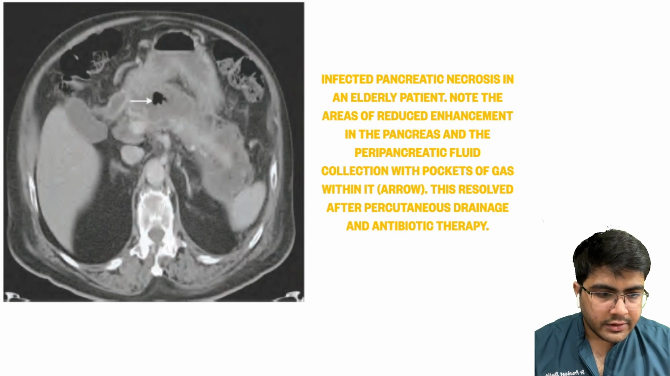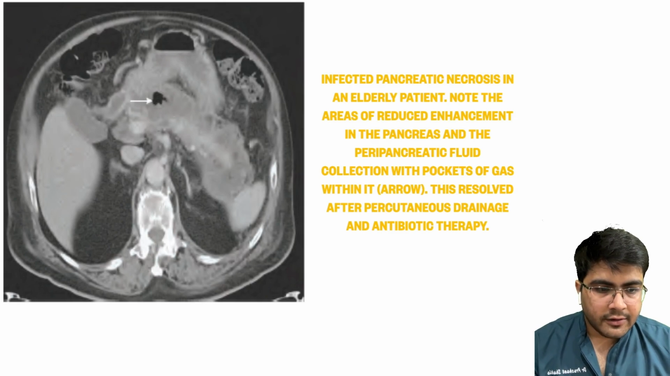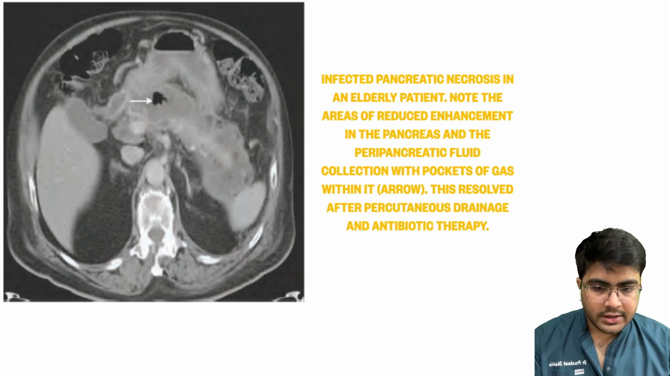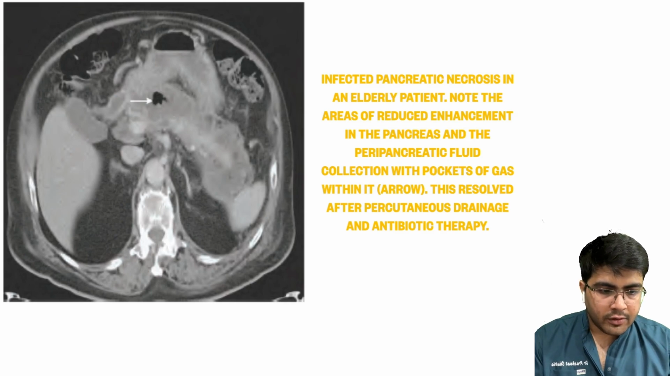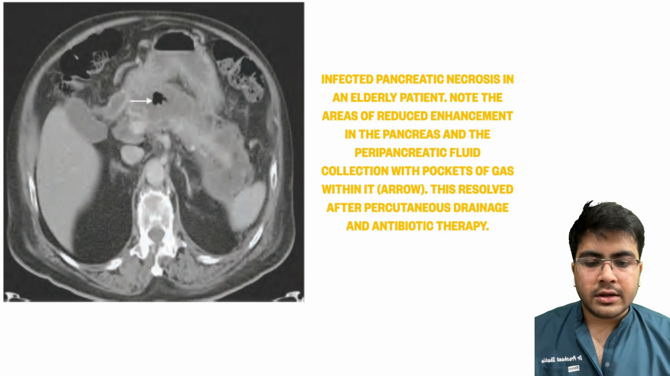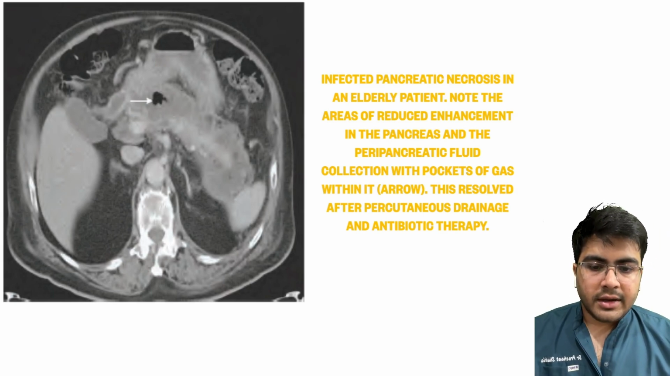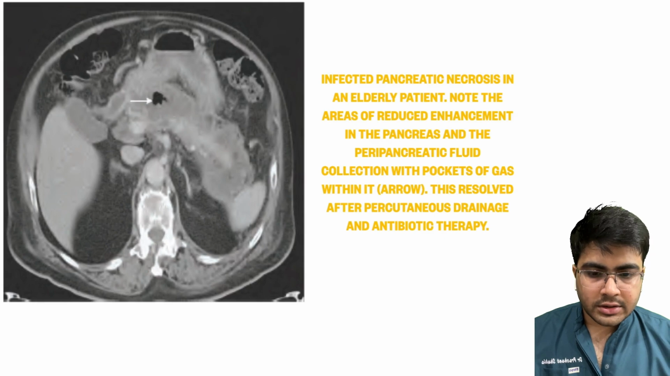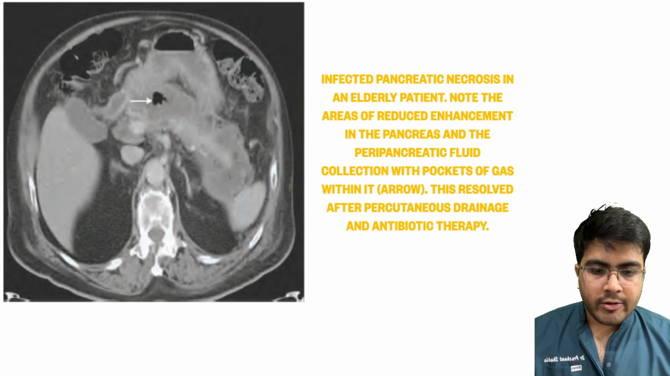So again, if there is an infected pancreatic necrosis, we can see there is a reduced enhancement in the adjoining pancreas. There is peripancreatic fluid, but the most important finding is the collection of pockets of gas within it. Okay, marked by the white arrow. And in this patient you need to go ahead with percutaneous drainage and antibiotic therapy. Okay, so the presence of gas within the necrotic pancreatic tissue makes it an infected pancreatic necrosis, and the management changes. Okay, so this is also a very classical CT scan image.